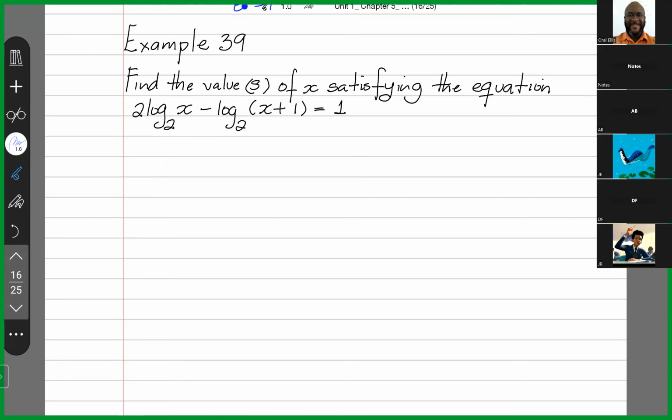Well, in a question like this, life becomes easy if you can take the two logarithm expressions on the left and make them into one log. All right, don't be too hasty.